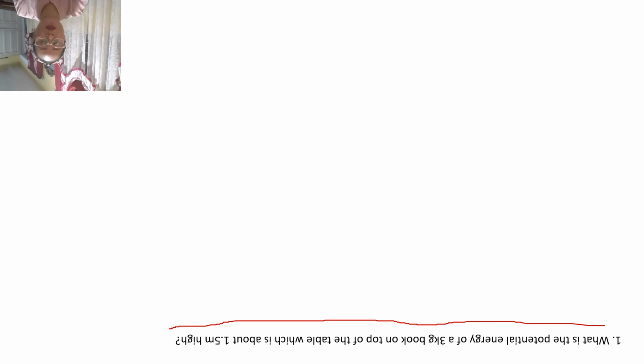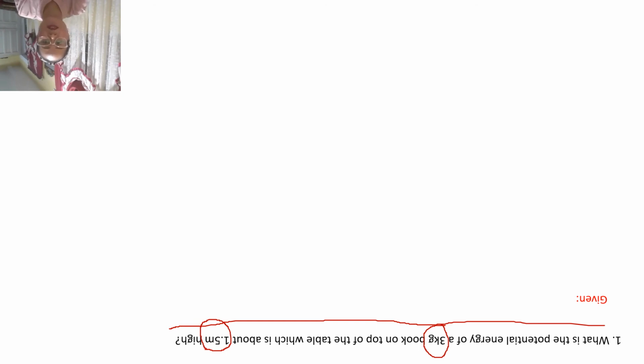Next, let's solve problems involving potential energy. We have here the first problem. What is the potential energy of a 3 kilogram book on top of the table, which is about 1.5 meters in height? Following again the GRESA, let's identify first the given. What are the given in the problem? We have here 3 kilograms and we have the 1.5 meters, which is the height.